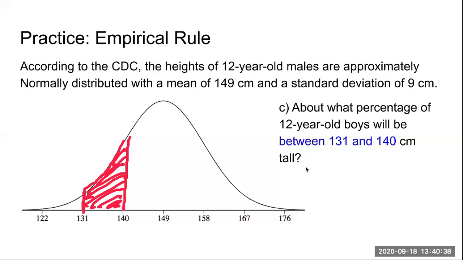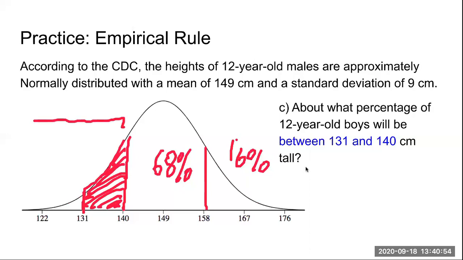So let's see, maybe we could start with this inside area being 68%. Then we know this one would be 16 and this whole thing would be 16. 16 plus 68 plus 16 is 100%. So we know the answer is going to be less than 16%.